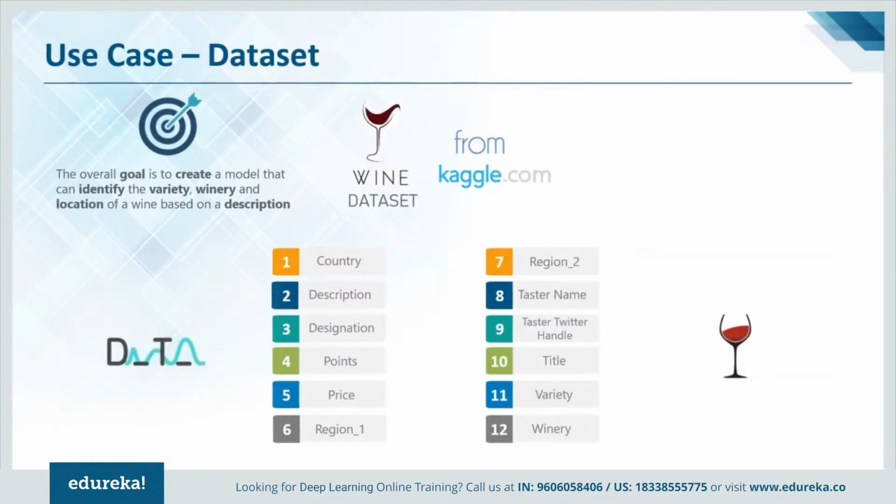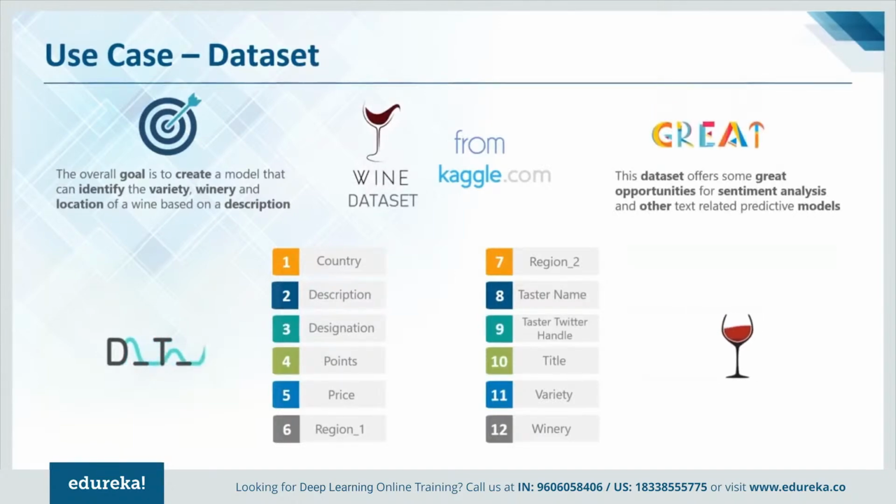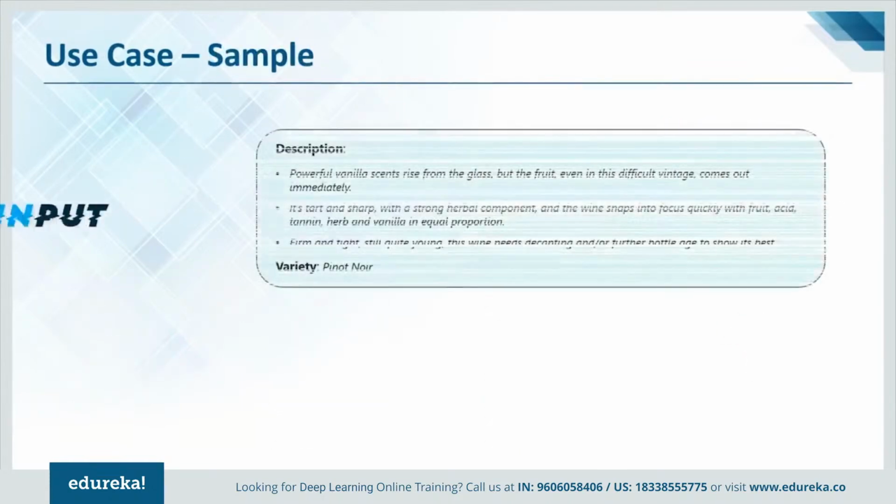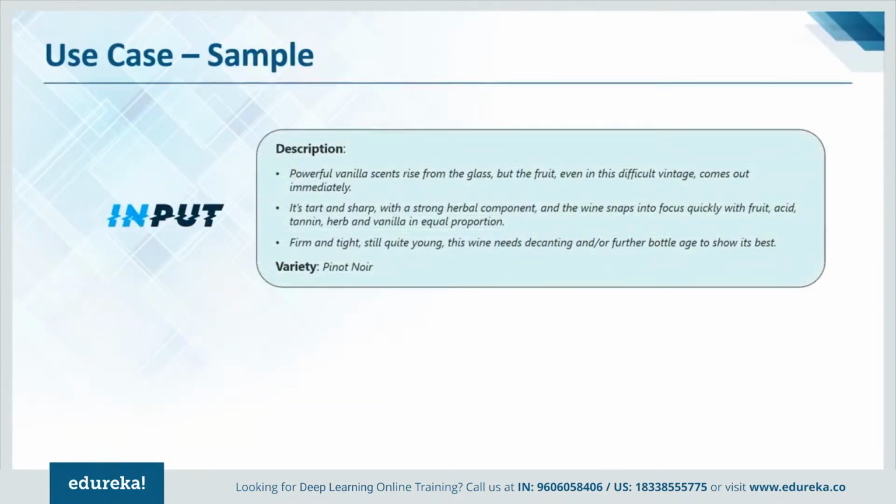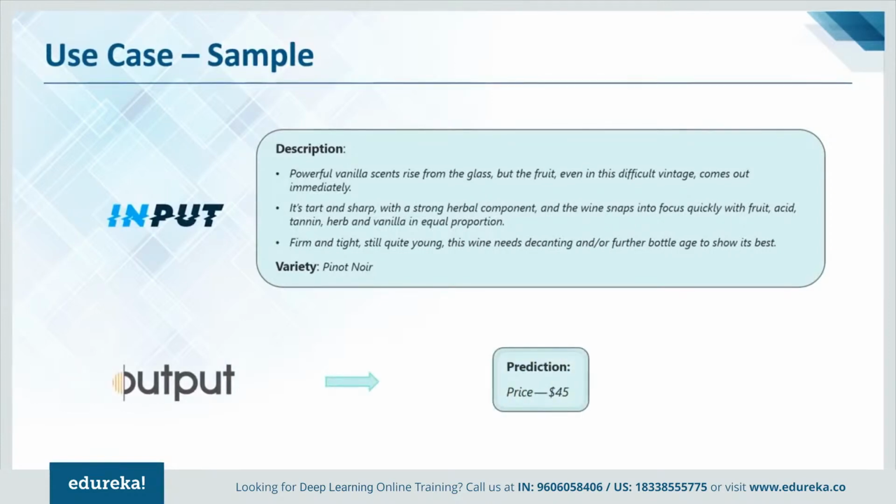Guys, the overall goal here is to actually create a model that can identify the variety, winery, and the location of a wine based on the description alone. And this dataset offers some really great opportunities for sentiment analysis and other text-related predictive models as well. So now that that's clear, we need to take a look at the sample data case. Here we have a description for the wine such as scent, if it's tart, firm, or needs more decanting, etc. So this forms our input for the model, guys. And the output our model provides just from all of this textual information is the pricing that it predicts. How cool is that, guys?